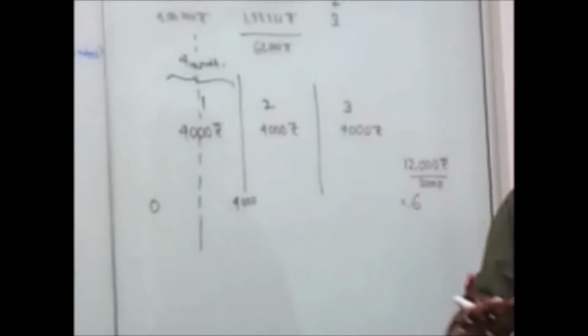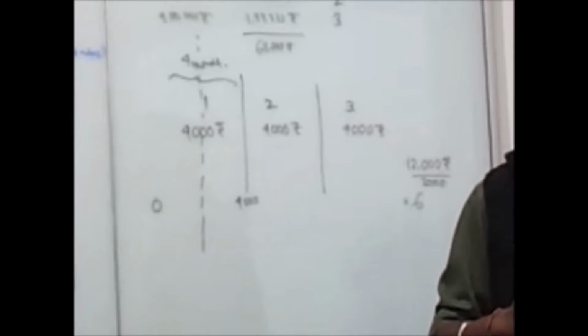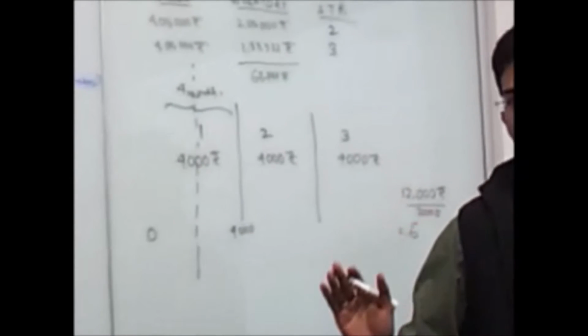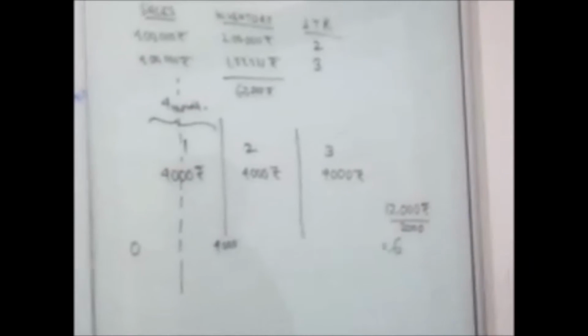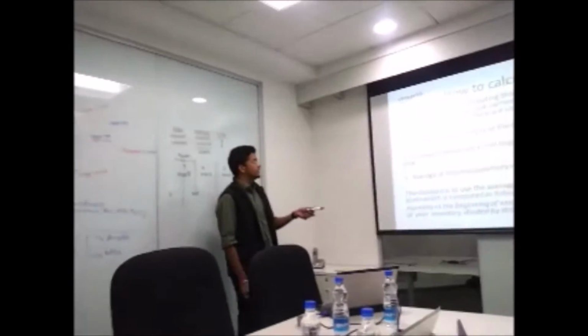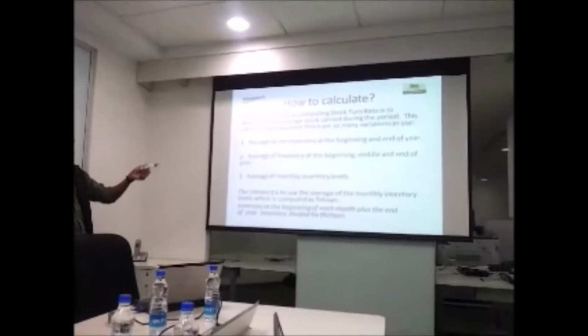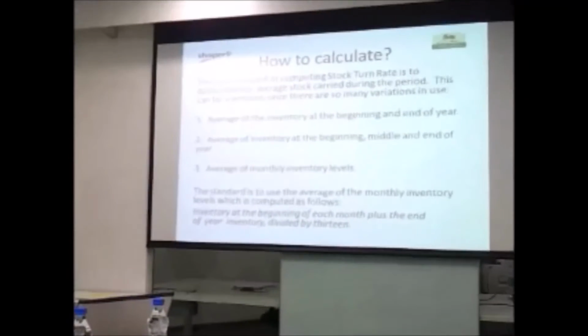Now I'll come to how to calculate. As you said, the chief problem in computing is that the sales value you already know. The problem is how to calculate the average stock. So there are generally three methods. They either take the average of the inventory at the beginning and end of the year, or they do it at the beginning, middle and end of the year. So you have three values, divide by 3 and you get it.